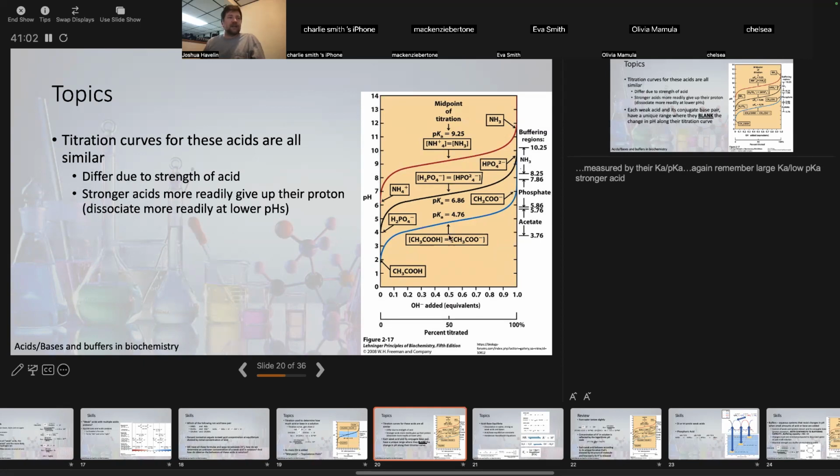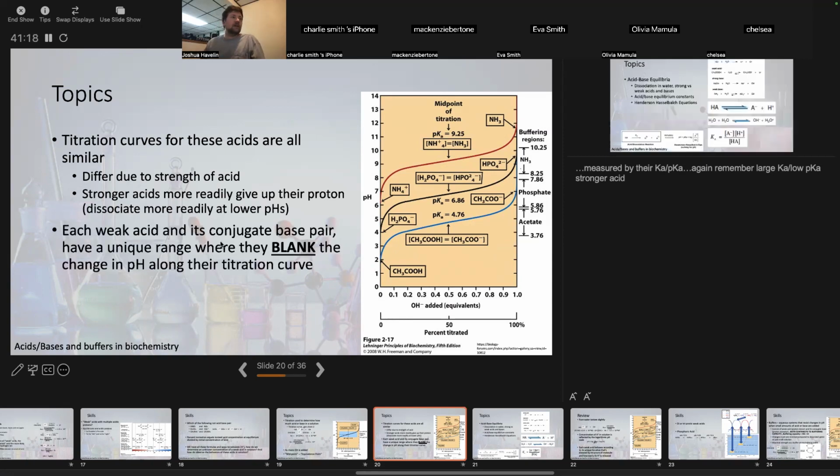So again, where that flattens out is due to the strength of our weak acid. And a reminder, right? The stronger a weak acid is, the more readily it gives up its proton to solution because its conjugate base is more stable. And this is the question I basically answered earlier, right? So each weak acid and its conjugate base pair have a unique range where they buffer the change in pH along their titration curve.